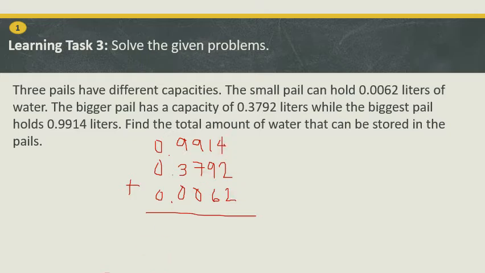So, add natin simula dito sa kanan. So, 4 plus 2 is 6 plus 2 is 8. 1 plus 9 is 10 plus 6 is 16. So, 6 carry 1. 1 plus 9 is 10 plus 7 is 17. So, 7 carry 1. 1 plus 9 is 10 plus 3 is 13. So, carry 1 ulit. Then, copy natin yung decimal point. Then, 1 plus 0 is 1. So, ang answer natin is 1 and 3,768 10,000 liters. So, tandaan ang ating unit. Ito ay liters.